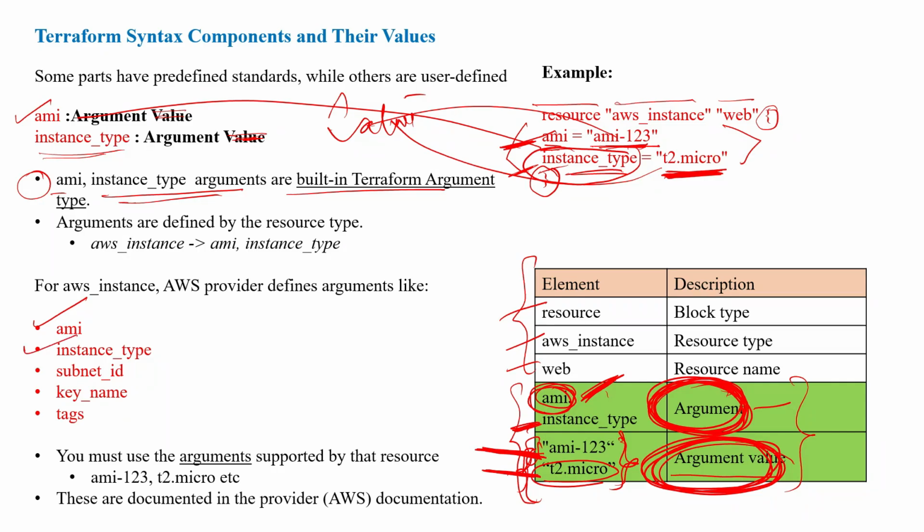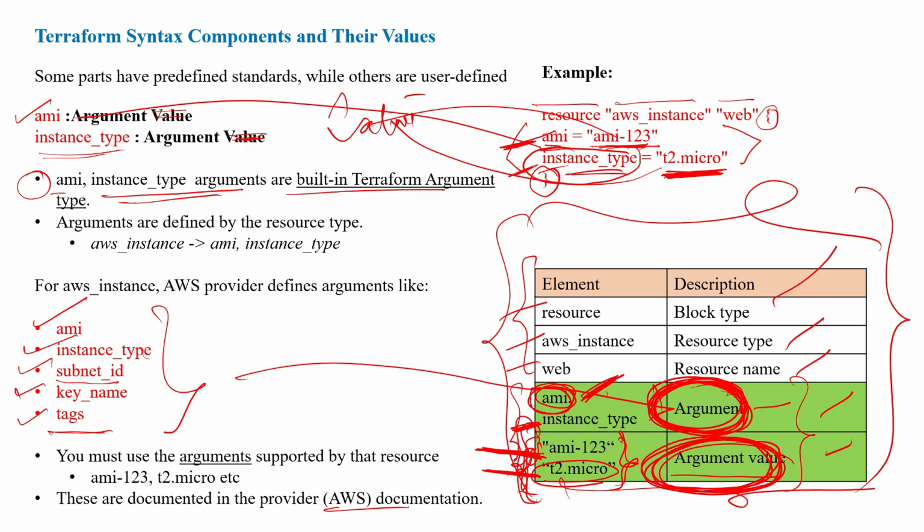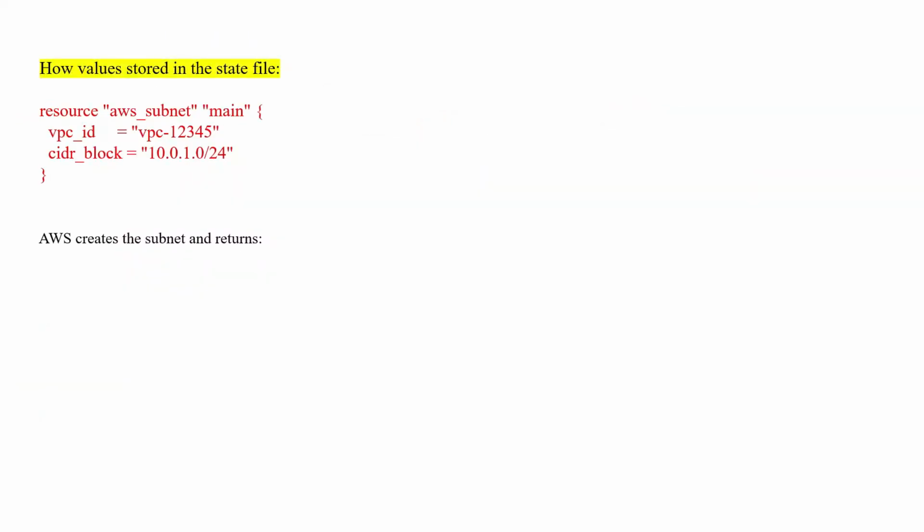So AMI and instance type we have seen. Similarly, if you are going to create a subnet, you have to use subnet underscore ID. If you are going to create a key, the key that we use for logging in to the machines, you can specify key underscore name. If you want to specify any tag, you have to use tags as an argument. So these are the fixed arguments that we pass, and the values are again fixed, which you have to check from the AWS documentation. So this is the building block of your Terraform HCL, and this format is used across all the configuration files whenever we define different types of configurations.